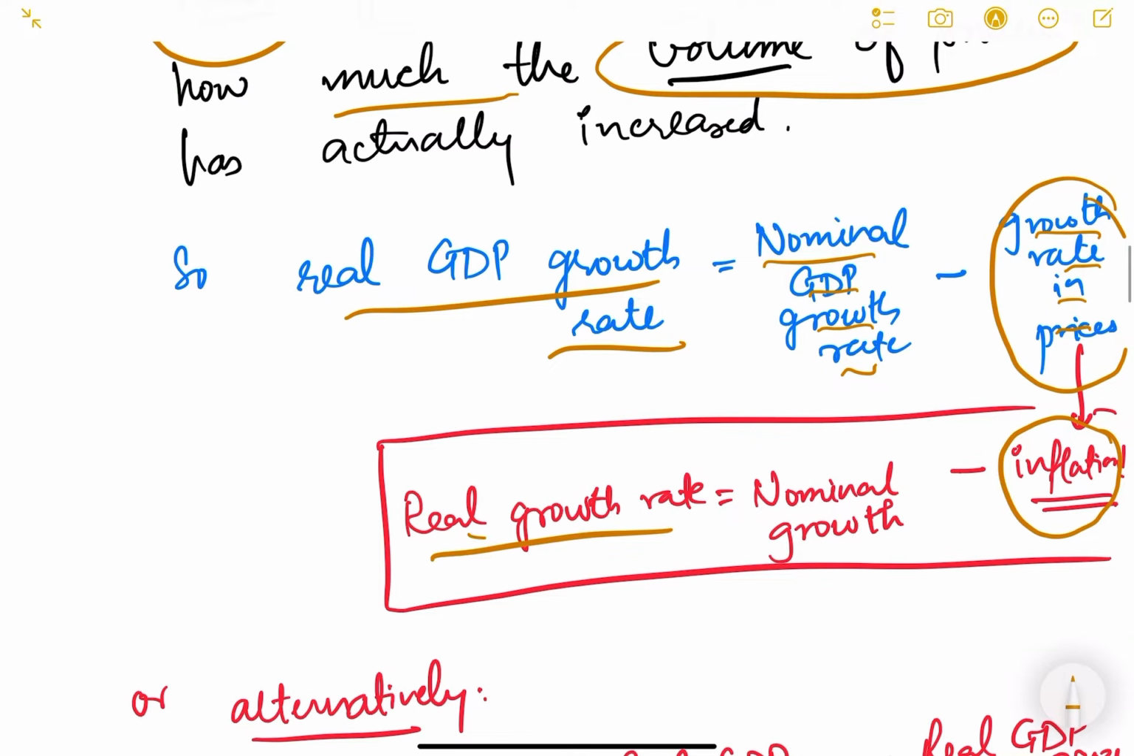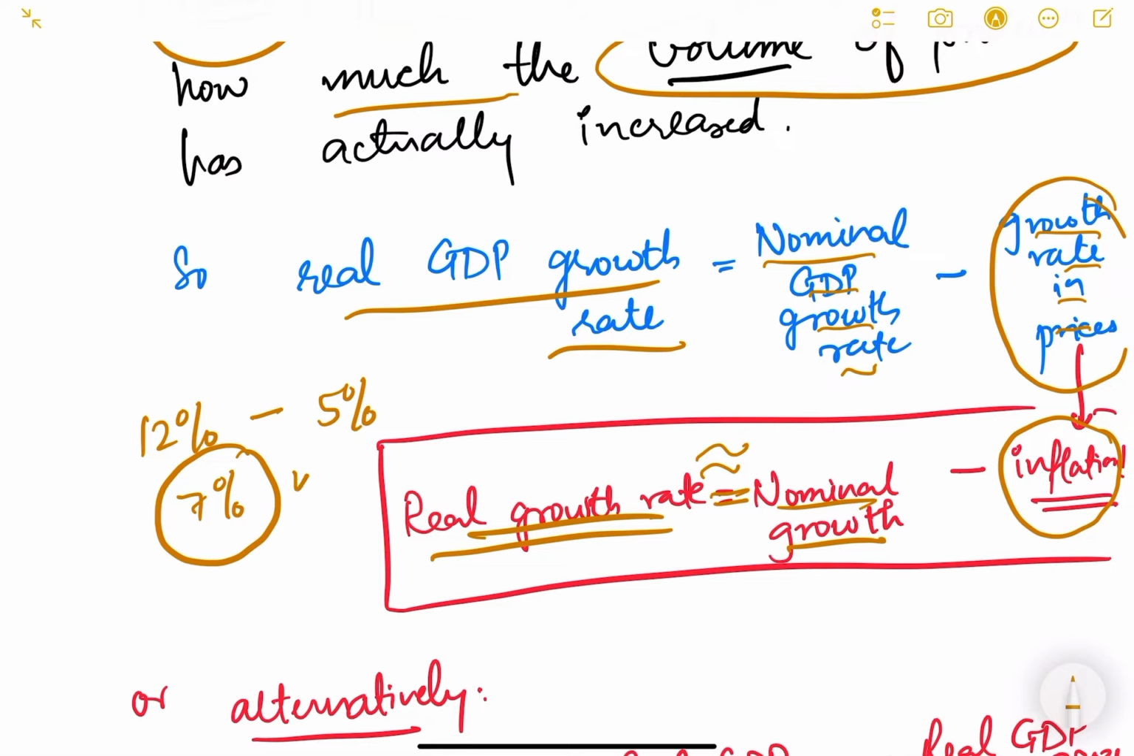So real GDP growth rate is roughly, okay, this is not a strict formula, approximately equal to nominal growth rate minus inflation. For example, if your nominal growth rate is 12% and your inflation is 5%, your real GDP growth rate will be 12% minus 5%, 7%. Okay, simple thing. This is roughly how you look at it.